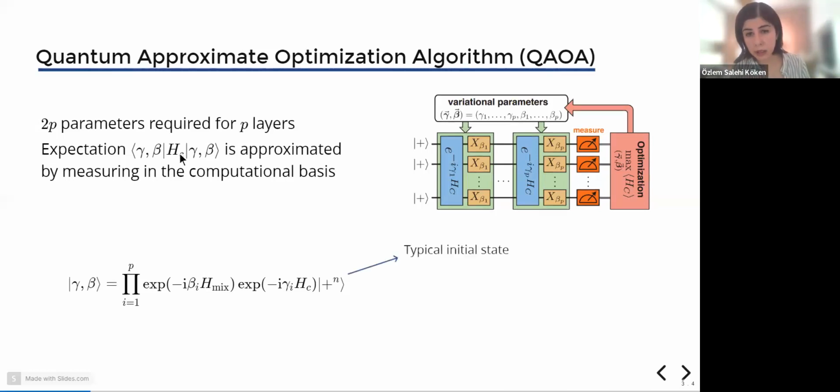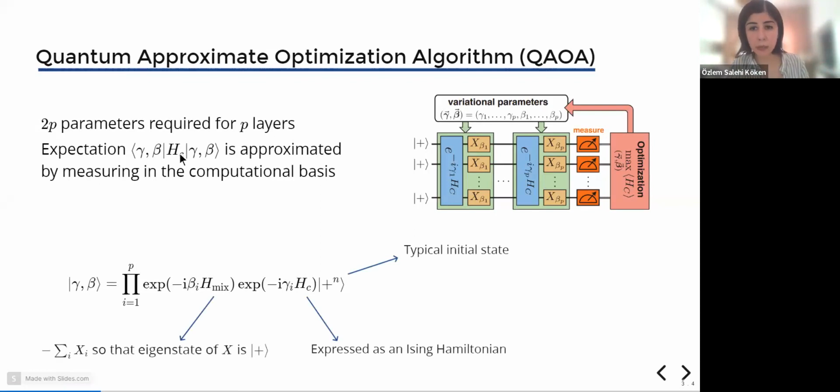Typically the initial state is chosen as this plus equals superposition state. And this Hc is expressed as an Ising Hamiltonian, a diagonal Hamiltonian. And for H mix, this minus sum of Xi is chosen. Why? Because its ground state is this equal superposition state, which is really easy to prepare. So this is the conventional QAOA. As you can see here, H mix is fixed, initial state is fixed, but what you need to come up with is this Hc and implement this Hc part. So this is also called the phase operator. This is the mixing operator and this is the phase operator.